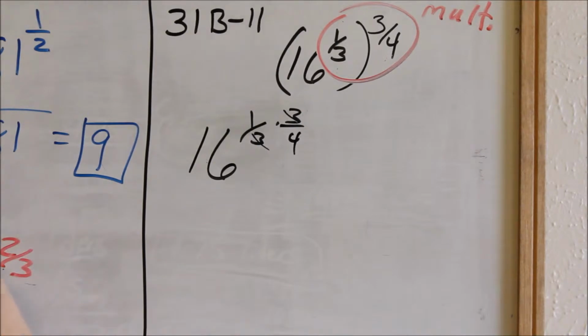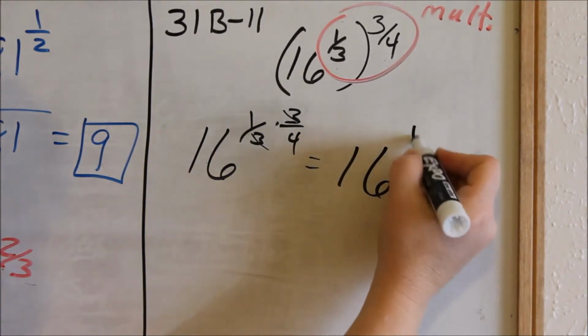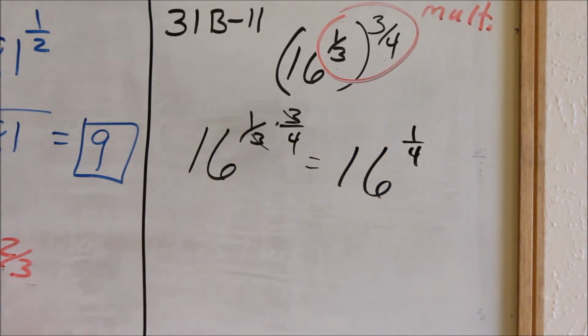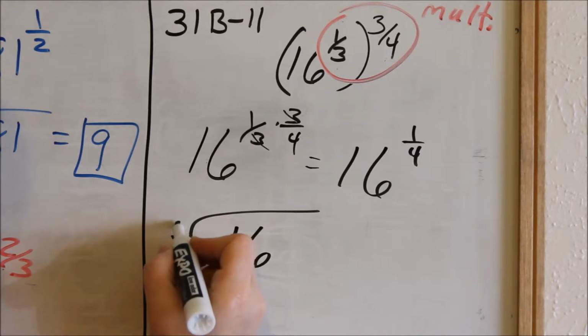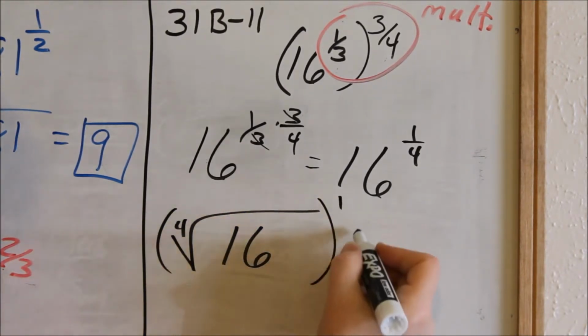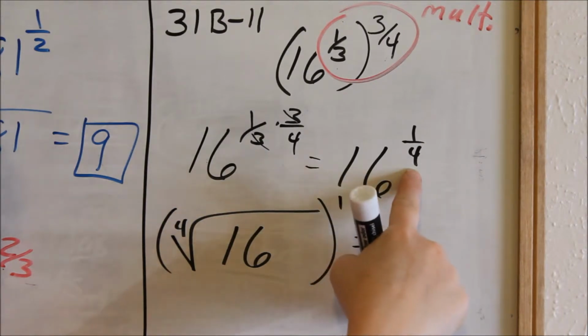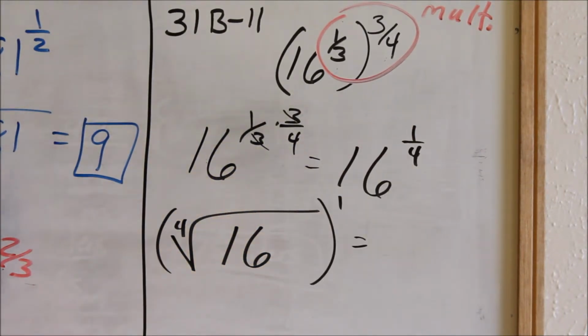One's in the numerator, one's in the denominator. Multiplying those exponents gives me 16 to the 1/4. That is the same thing as saying the 4th root of 16, all raised to the 1st power. The denominator tells you what root you're doing. The numerator tells you what power you're raising it to.